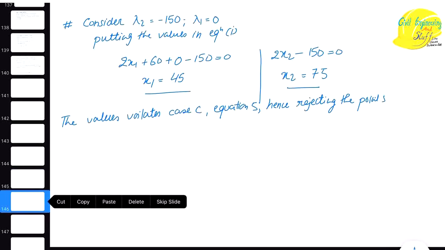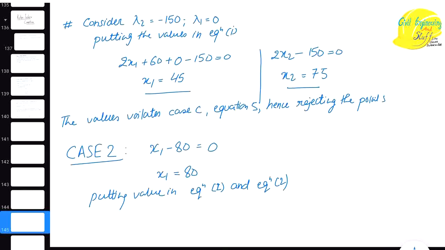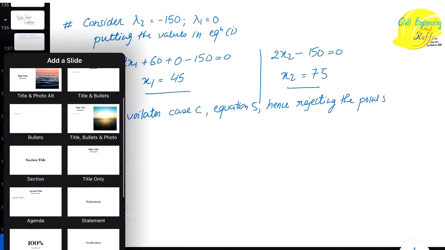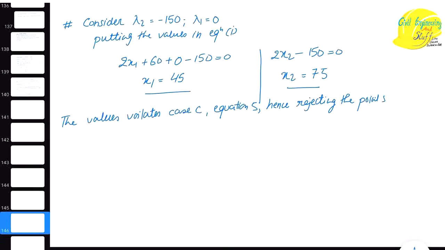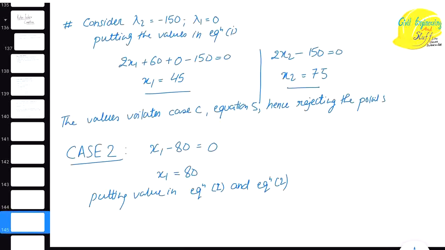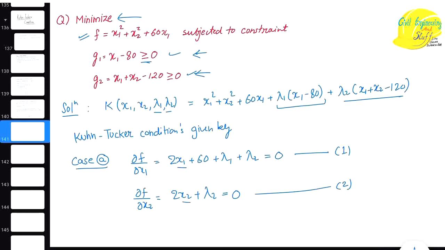I copied the wrong slides. Okay, so let me just quickly do this. So putting these values in equation 1 and equation 2, we have equations as, so if we put these values, of course we will get the values in the form of lambda1 and lambda2. Okay, so quickly let's do it.